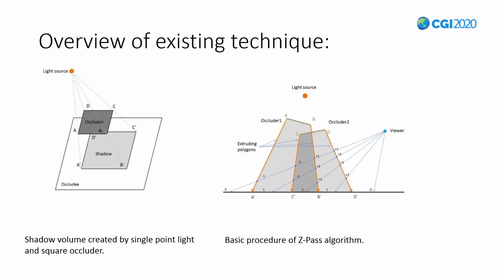The left is a shadow volume created by a single point light and a square occluder. The right is the basic procedure of the stencil-pass algorithm. We propose a hashcoding shadow volume algorithm that improves the efficiency of silhouette edge determination.